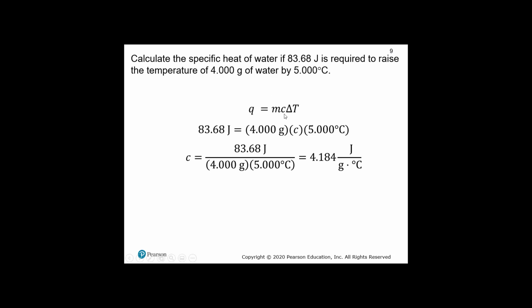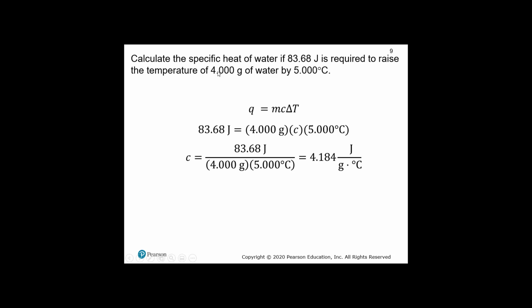Q is heat, m is mass. C here, I told you, some sections and some books change from C to big C, some label it SH, they all mean the same thing: the specific heat for that material, and then the change in temperature. So this is asking for the specific heat of water.